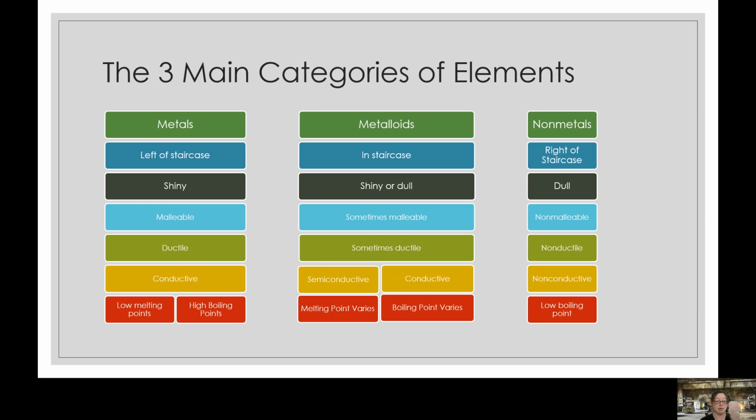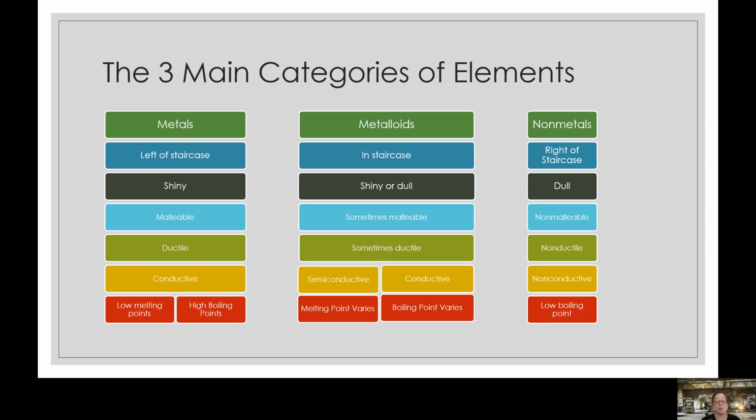Metals are always shiny. They're malleable, meaning you can smash them into sheets; you can change their shape by hitting them without breaking them. They're ductile, meaning you can draw them out into wires. They're conductive, which is why we have electrical systems using copper wiring in our houses. And they have low melting points, but high boiling points. That has to do with the way the electrons are arranged in metals, which we'll talk about later when we talk about metallic bonding. Metalloids are kind of a mix, so we're going to talk about them last.